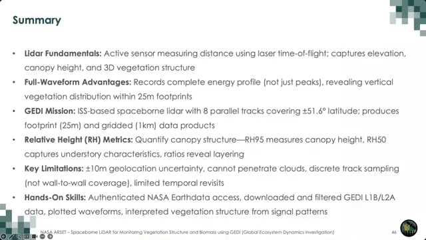We also discussed important limitations. JEDI has about 10 meters of geolocation uncertainty. The instrument also can't see through clouds. It provides discrete sampling rather than complete coverage, and has limited temporal resolution for any given location.